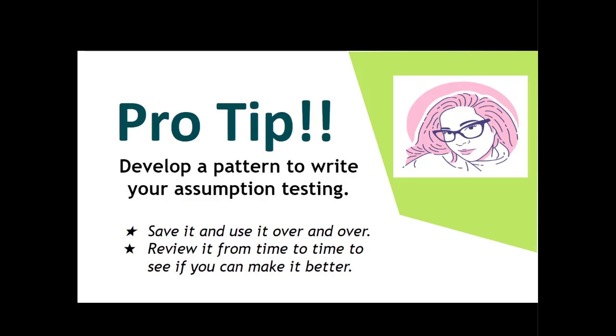Last chapter, I also gave you a pro tip, and that was that when you're checking the assumption of normality, start to develop your own pattern for when you write your assumption testing. Save it and just use it over and over again. And then as you want, you can always review it from time to time to see if you can make the writing a little bit better. I've tried to take this same advice into account as we worked with this new information.